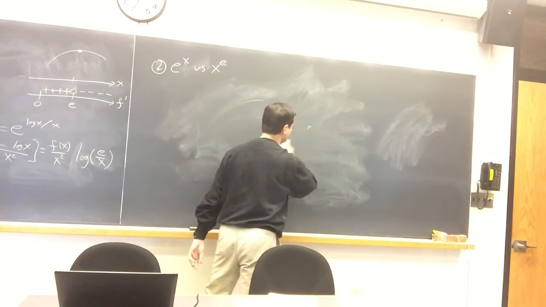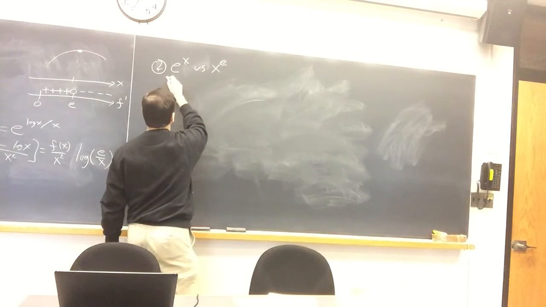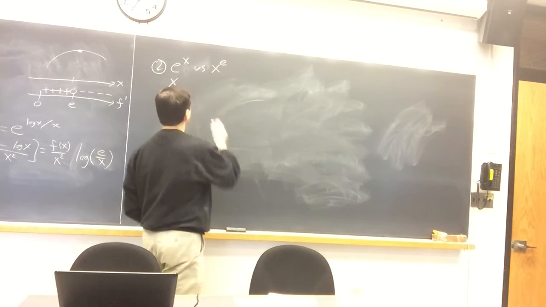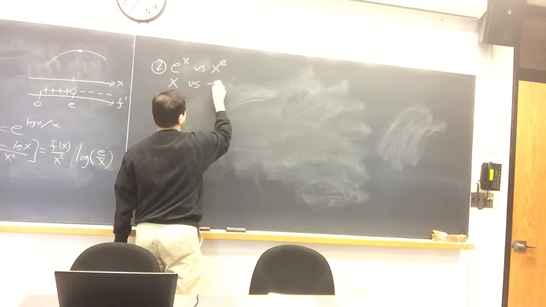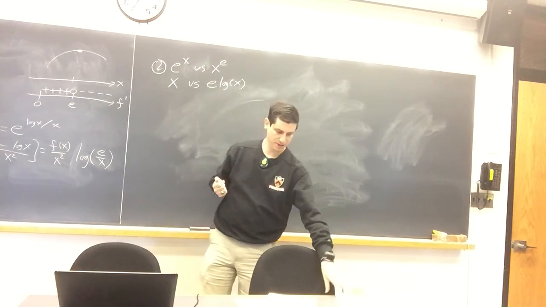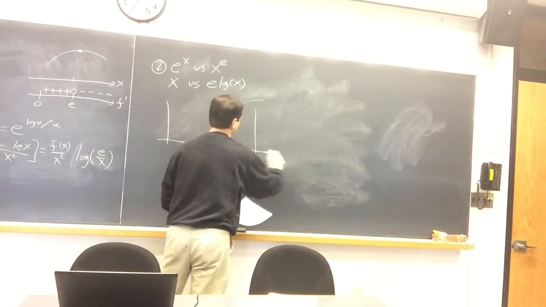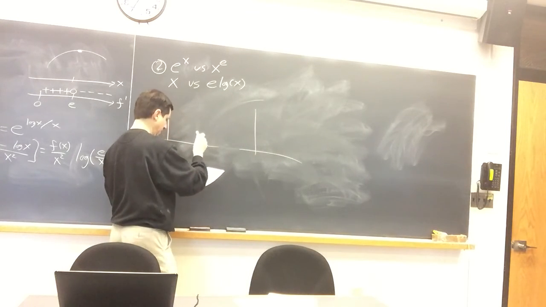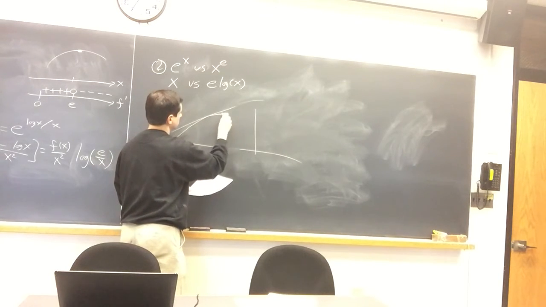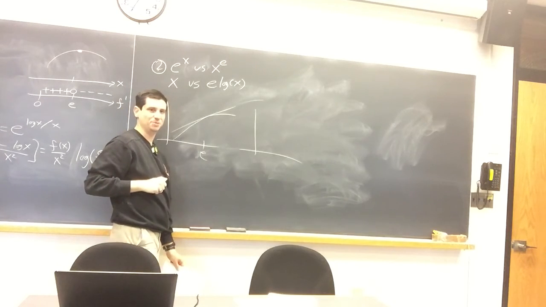So instead of looking at the functions we had a moment ago, let's take logarithms. If we take logarithms, we would have x, because the log of e is just 1, versus e log x. And of course, for us, log is always log base e. And now, if we were to do a plot, the plots look like this. And this intersection is e, and of course, x is very easy to plot.